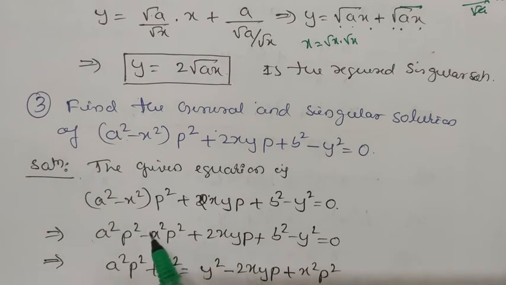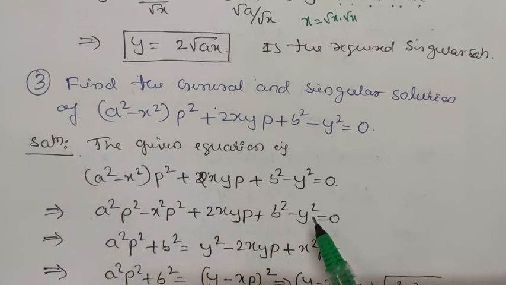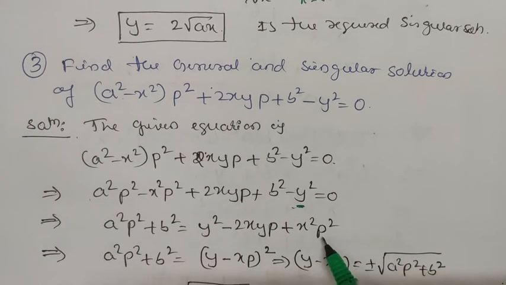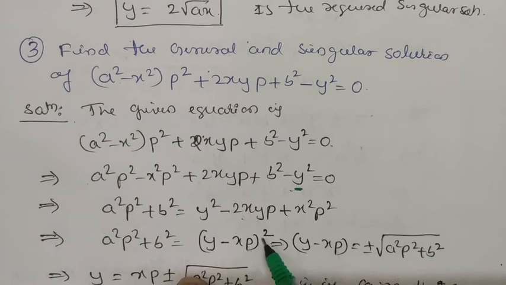So now here let us open this bracket. It is a square p square minus x square p square plus 2xyp plus b square minus y square. See here, this 2xyp is there. So how to combine these two terms here? We can take this y square in this side. So it becomes, take this one a square p square plus b square as it is. Take all the terms in this side. So it becomes y square minus 2xy plus x square p square. It is in the form of a square plus b square minus 2ab. So this is nothing but y minus xp whole square.